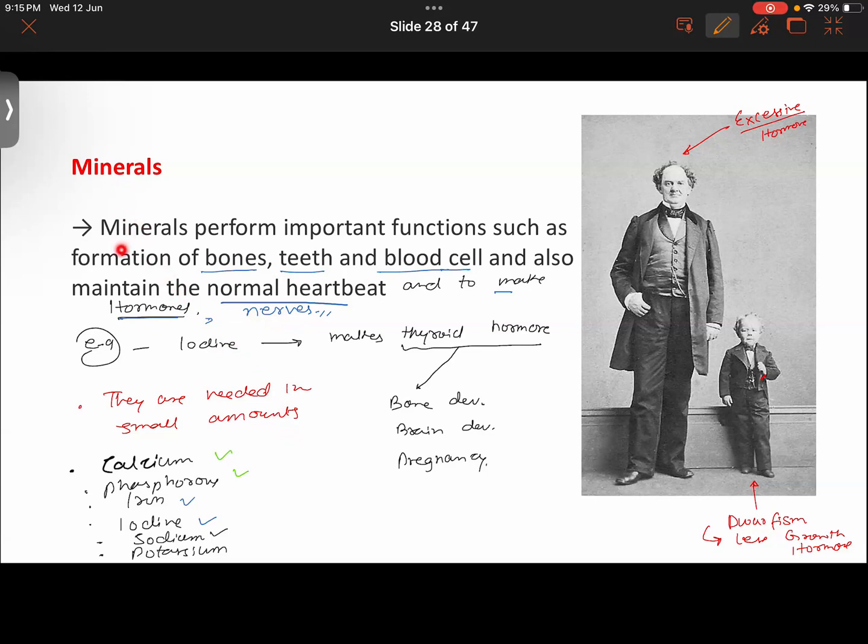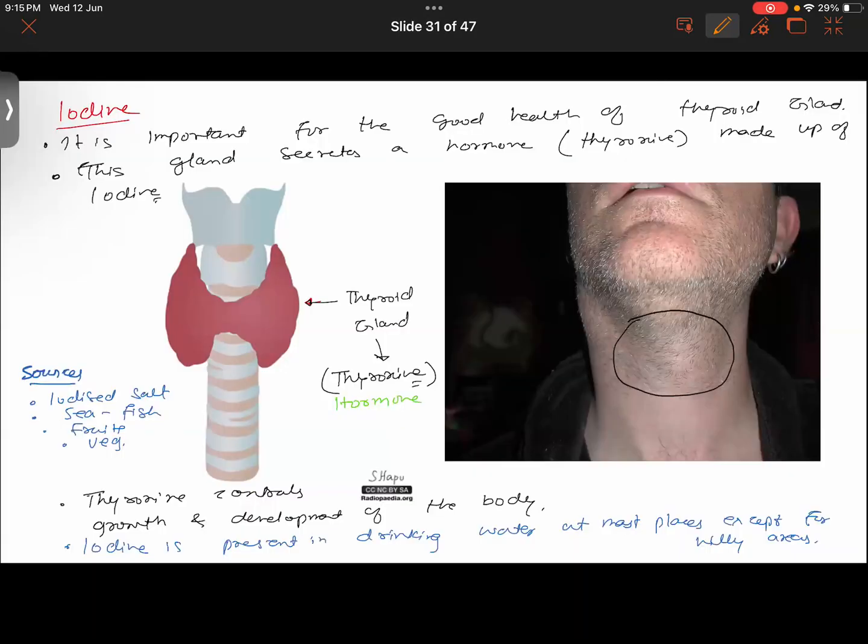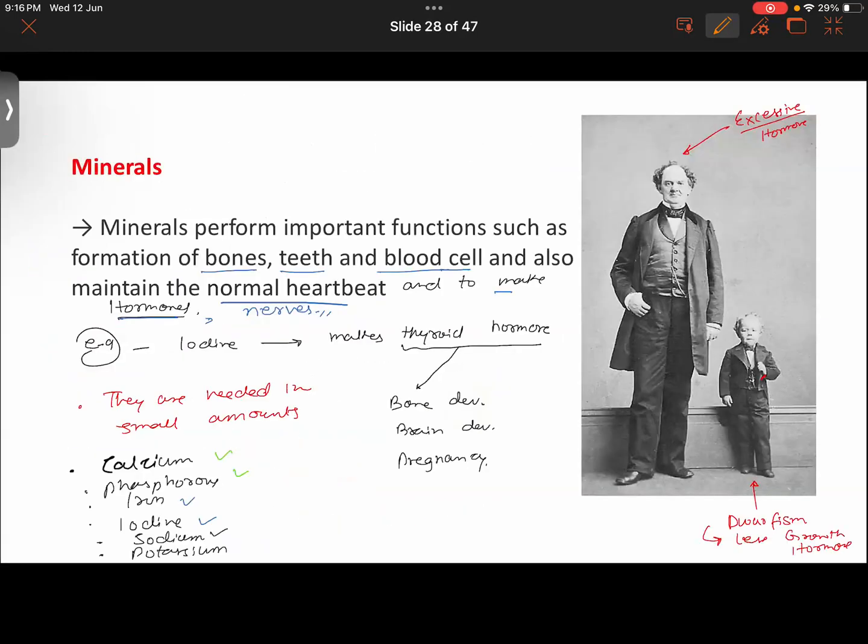So one such example of a mineral is, let's say, iodine. If you are not getting a sufficient amount of iodine, look at this image over here. The person who does not get this in sufficient amount, the thyroid gland will swell. So it will swell, and that leads to a condition called goiter.